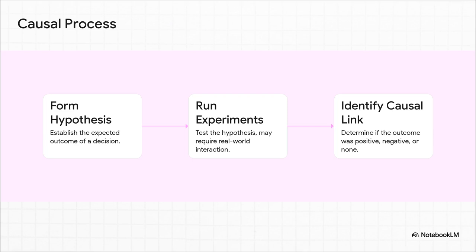First, the agent forms a hypothesis, something like, if we run this promotion, sales will go up by 10%. Then, it runs small, controlled experiments to test that idea, maybe showing the promo to just a small group of people. Finally, it analyzes the data to see the real causal link. Did the promotion actually cause the change we saw?